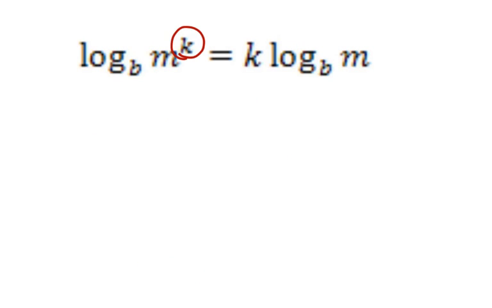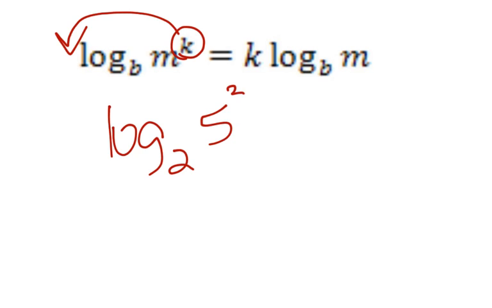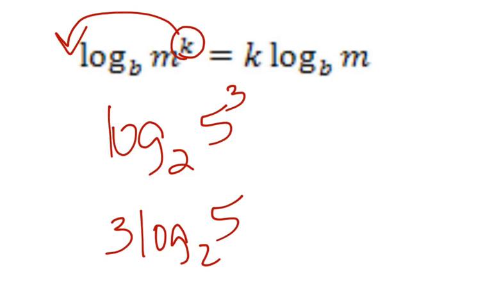Remember that if you have an exponent, it can be moved to the front. So log base 2 of 5 to the third is the same thing as saying 3 times log base 2 of 5.